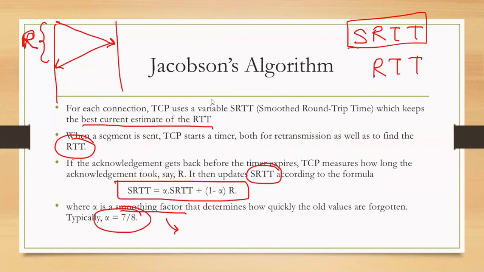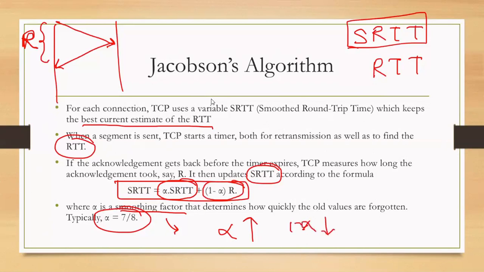If I have a high value of alpha, then that means I am giving a lot of weight to the old value of SRTT. That is, I am multiplying a high value of alpha with SRTT, and if alpha is high, then 1 minus alpha will be low.